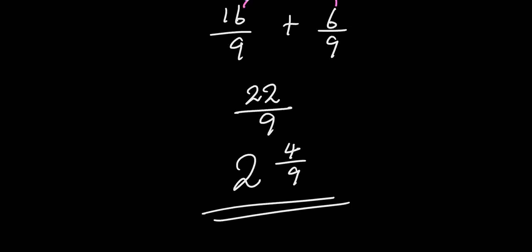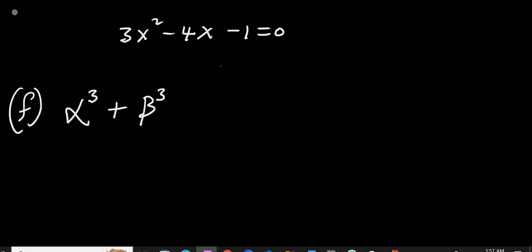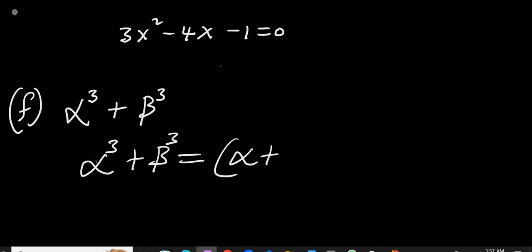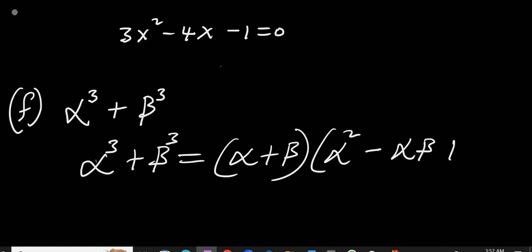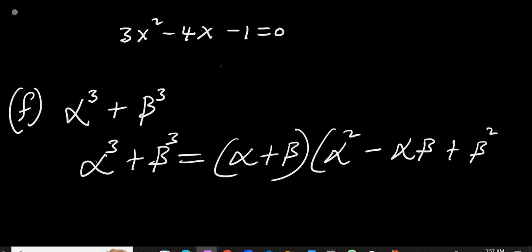All right, let's go to the next question. Question F. Now we have alpha cubed plus beta cubed. To solve this problem, we have to factor this, or simply write down the formula for this, and that will be alpha plus beta times alpha squared negative alpha beta plus beta squared.